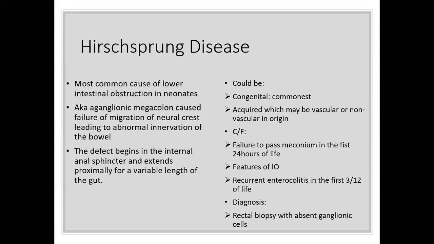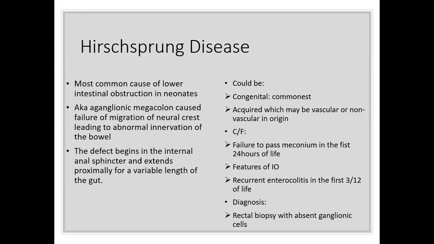So there's a failure of migration of the neural crest, leading to abnormal innervation of the bowel. The defect begins in the internal anal sphincter and extends proximally for a variable length of the gut. All right, the length of gut that is affected can have prognostic implication. So most of the time it's congenital, which is the commonest type. Sometimes it may be acquired, which may be vascular or non-vascular in origin.